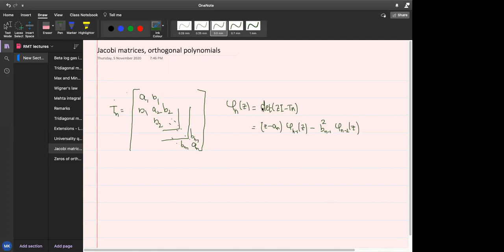So by the way, this was the definition, and then it satisfies this 3-term recurrence. And that is the connection with orthogonal polynomials. Orthogonal polynomials basically are things that satisfy a 3-term recurrence, roughly speaking.